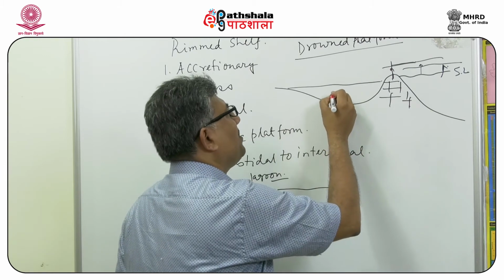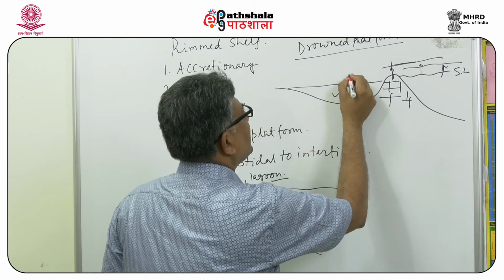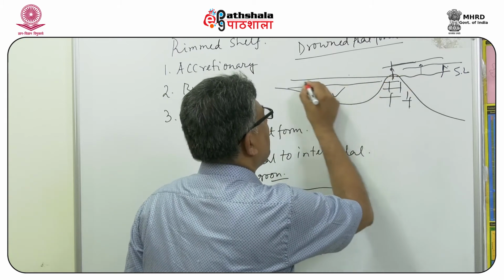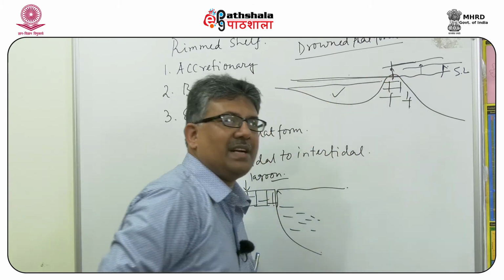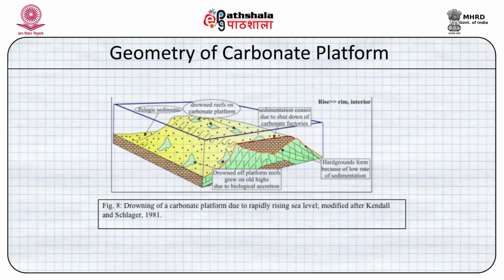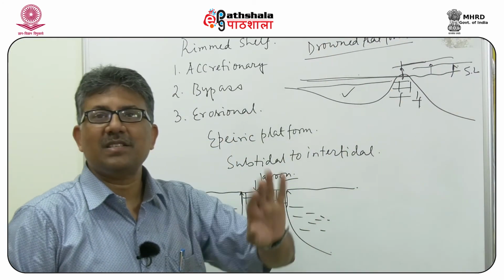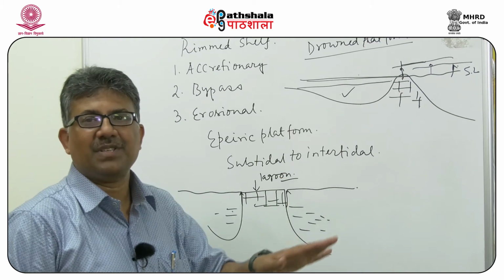But if the productivity also becomes high in this zone, then this whole thing gets aggregated and becomes a platform, the flat platform, that is what is called the ramp type. So with rise in sea level, with excessive sedimentation, a rimmed shape can change to the ramp type just because of the high productivity of the system.